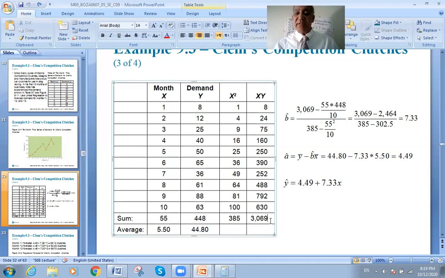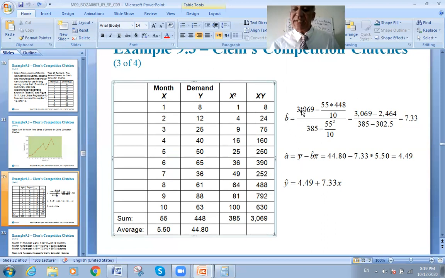Great, perfect. We are done now with the schedule. We just did those two. The X and Y columns were already given in the example, but we did this column and this column. Now I will apply this in the rule for getting the B hat.